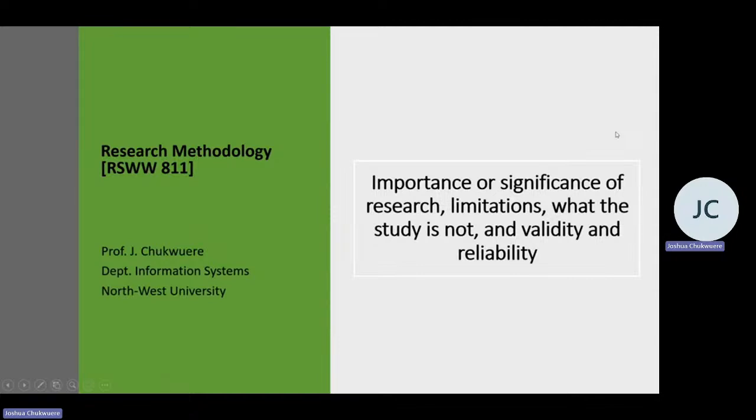Very important for you to understand this component of research, this aspect of your research proposal, of your research writing. And the first one we're going to talk about in this presentation is the importance or significance of research, limitation, what the study is not, and validity and reliability of this part of your study.